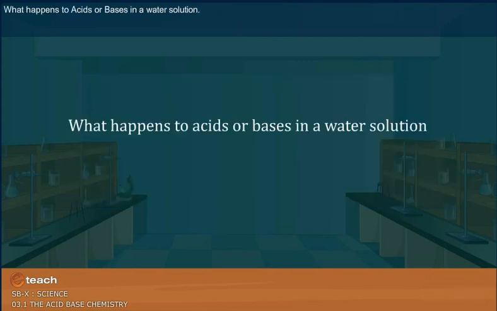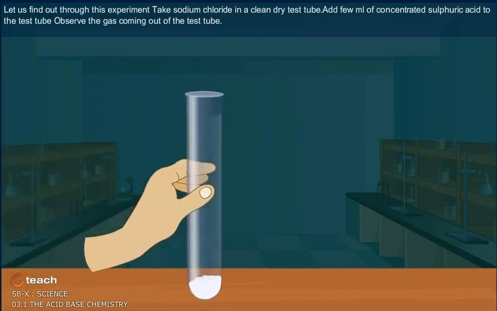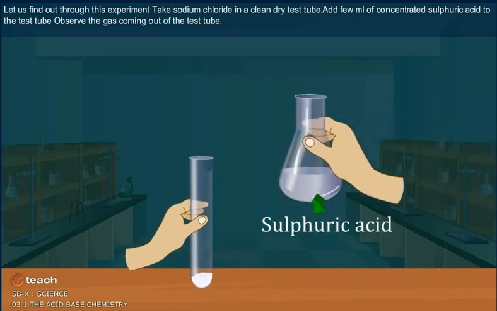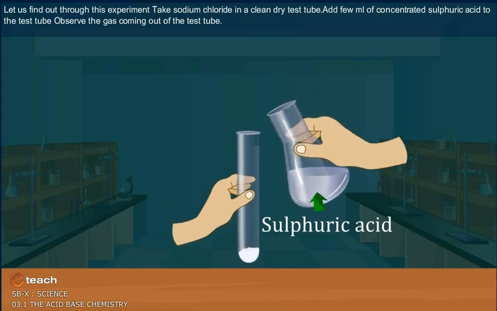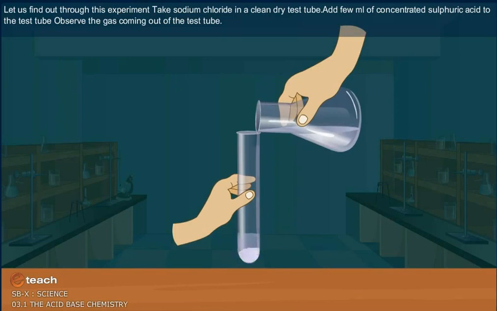What happens to acids or bases in a water solution? Let us find out through this experiment. Take sodium chloride in a clean, dry test tube. Add a few milliliters of concentrated sulfuric acid to the test tube. Observe the gas coming out of the test tube.